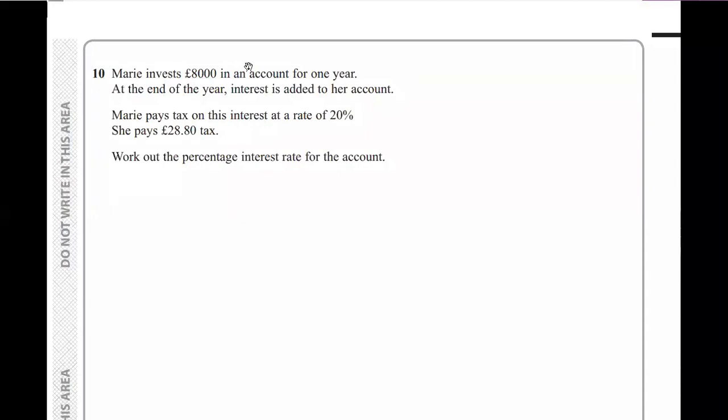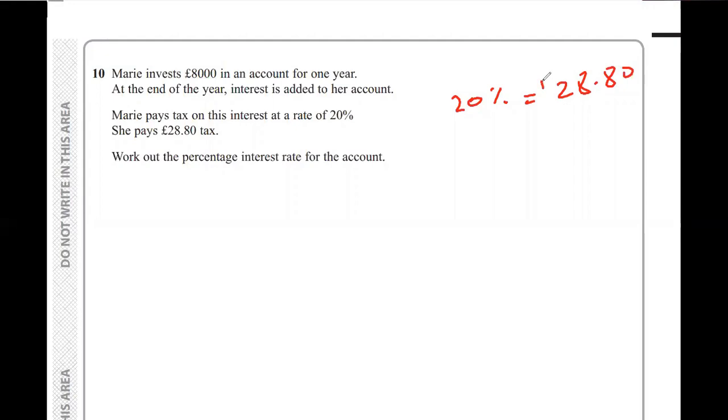Question number 8, Mir, can you help me with this question? It says Mary invests £8,000 in an account for 1 year. At the end of the year, interest is added to her account. Mary pays tax on the interest at a rate of 20%. She pays £28.80 tax. Work out the percentage interest. So at the moment, what we know is that 20% is the tax. Is that right?